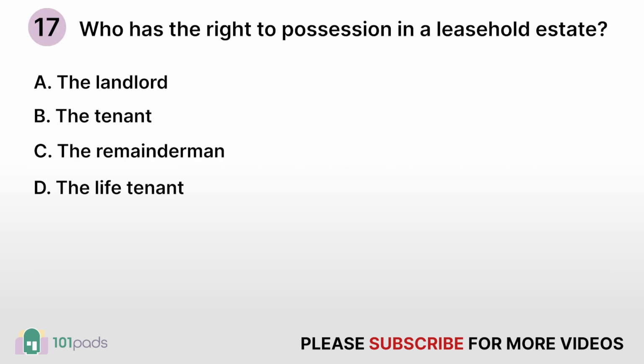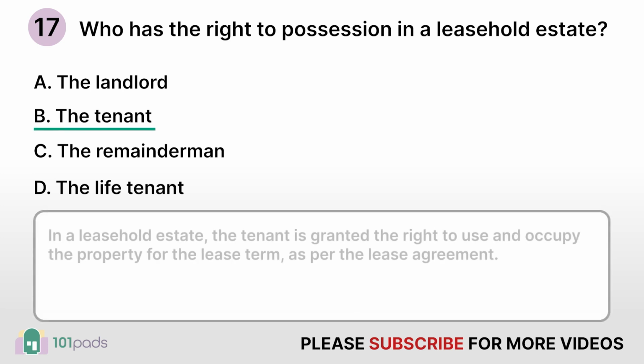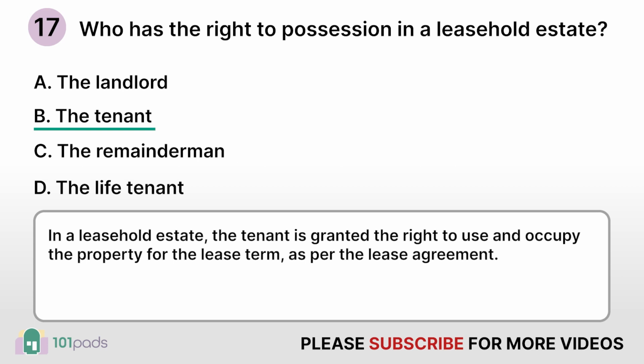Who has the right to possession in a leasehold estate? A. The landlord. B. The tenant. C. The remainderman. D. The life tenant. The answer is B. The tenant. In a leasehold estate, the tenant is granted the right to use and occupy the property for the lease term, as per the lease agreement.